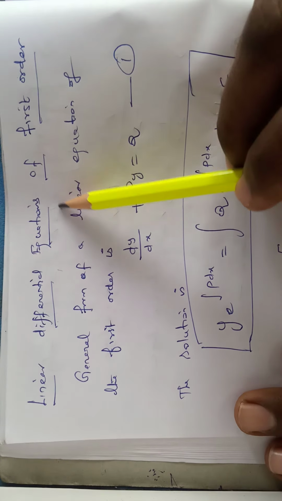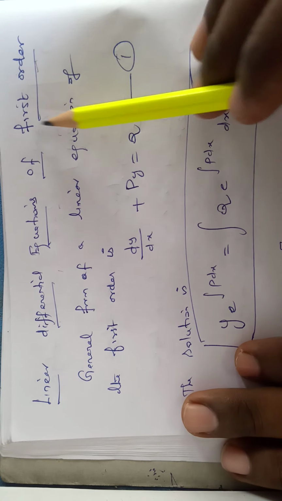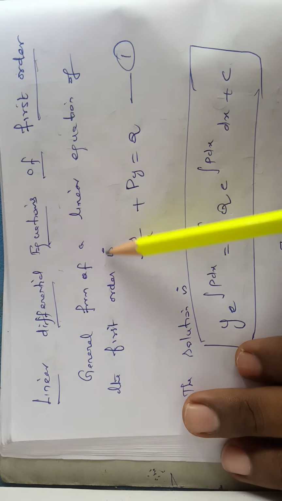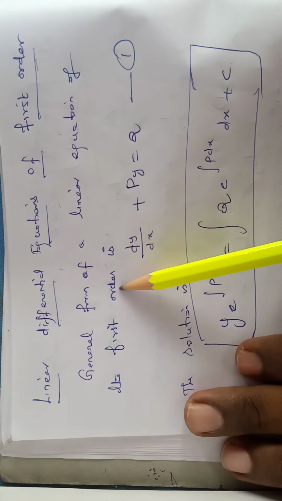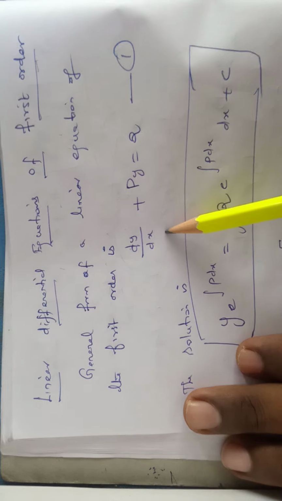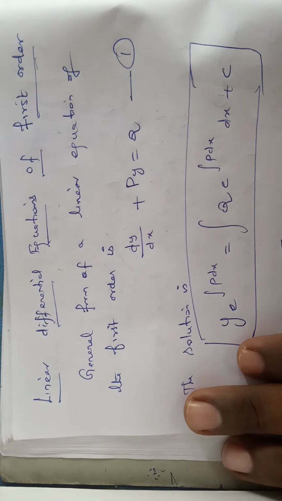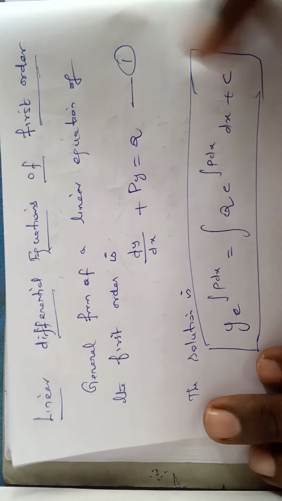Linear differential equation of the first order. The general form of a linear differential equation of the first order is dy by dx plus py equal to q. This can be taken as equation number 1.